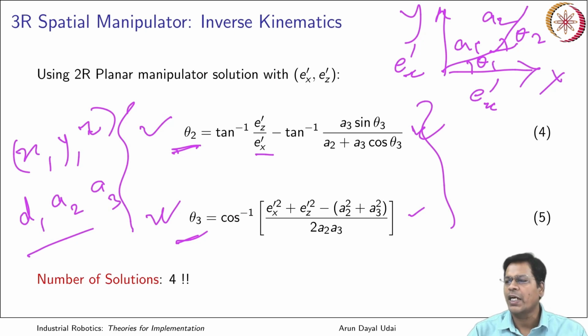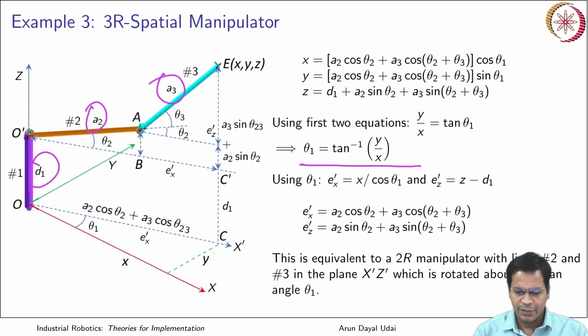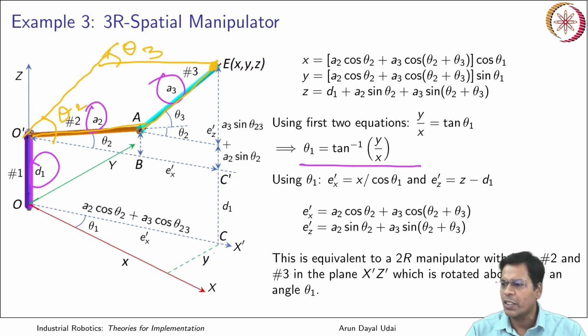So now if I tell you it has 4 solutions, how? You can quickly see this. First solution, the one which is visible here, shows an elbow down solution for the 2R subsystem. So this is your elbow down. Another one to reach the same place could be something like this. So this becomes your new theta 2 and this is your new theta 3. So you know by the earlier method, at least these two are easily visible.